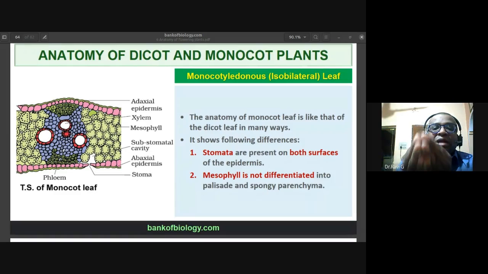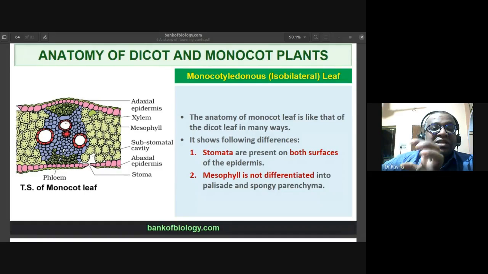When they roll up, the surface area exposed for transpiration is less. So they lose very little water by transpiration. So that is the feature that you notice in this monocotyledonous leaf or isobilateral leaf.